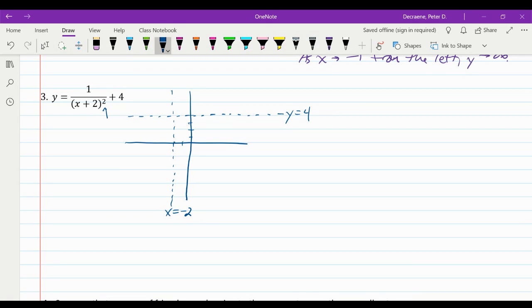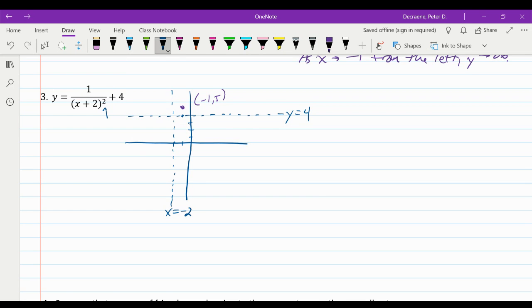So let's take a quick look. Remember what happens when things are squared. Something squared is always going to be positive. So in other words, if we plug in something just to the right or left of -2, so if we go to the right 1 unit from -2, I'm only going to go up 1. So the point is going to be right there at -1, 5.